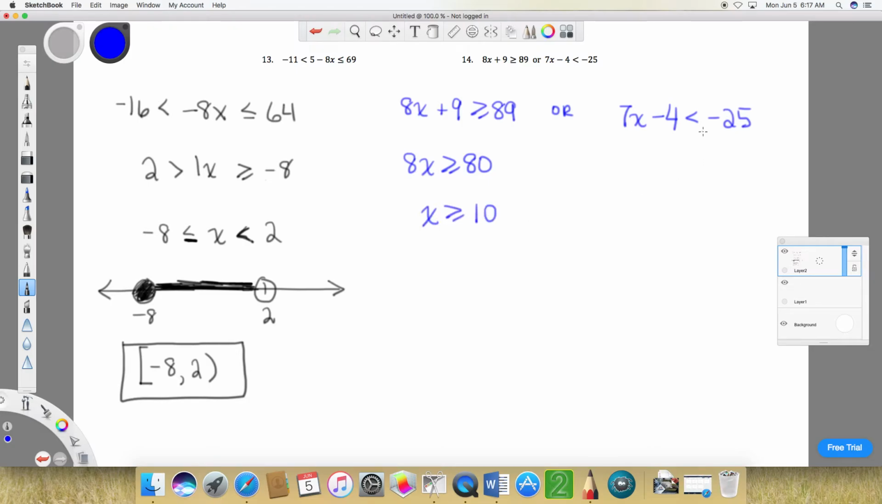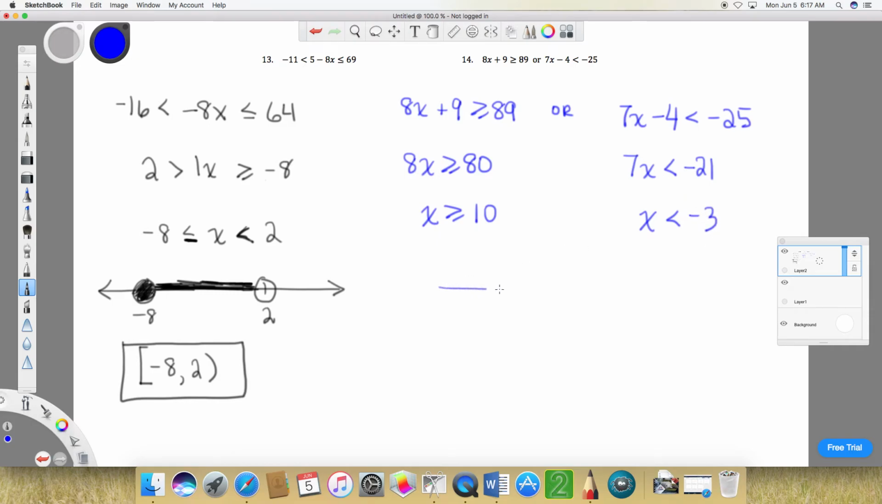Now, over here on the right, let's get x by itself here. Let's add 4 to each side, and I have 7x is strictly less than negative 25 plus 4 is a negative 21. And let's divide both sides by a positive 7. And negative 21 divided by positive 7 is a negative 3.